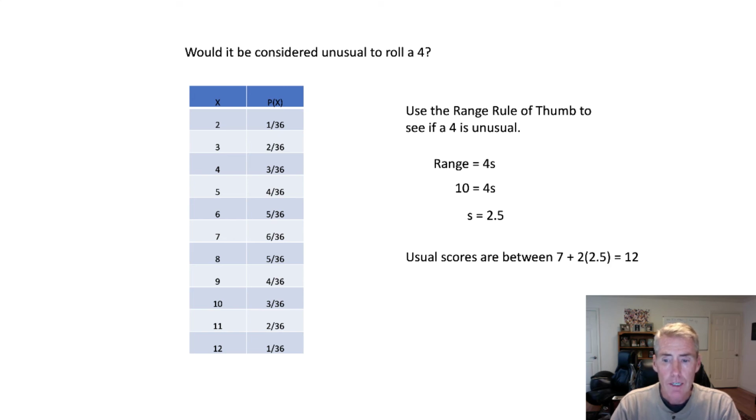So if you take the mean, which is 7, and add 2 standard deviations, that's going to give you 5, so 7 plus 5 is 12. So that's like the top number. Anything beyond that would be considered unusual. Then take the mean and subtract 2 standard deviations, so that would be 7 minus 5 is 2. So everything between 2 and 12 would be considered usual. Anything beyond that would be unusual. So the 4 is between those two, so it's not unusual, it's usual.